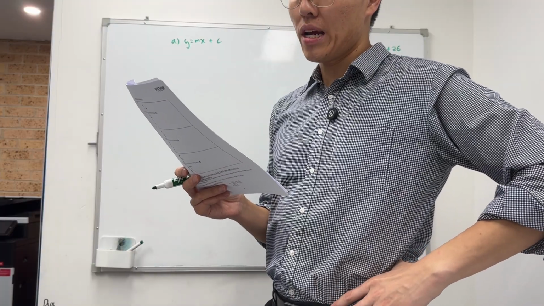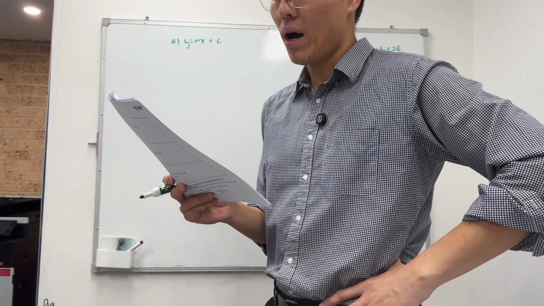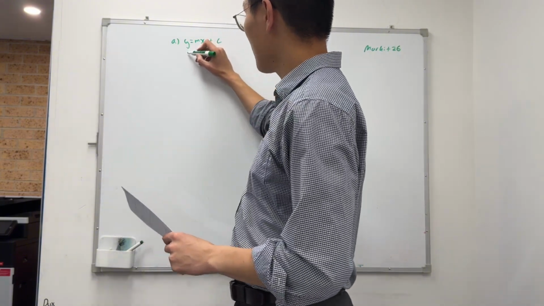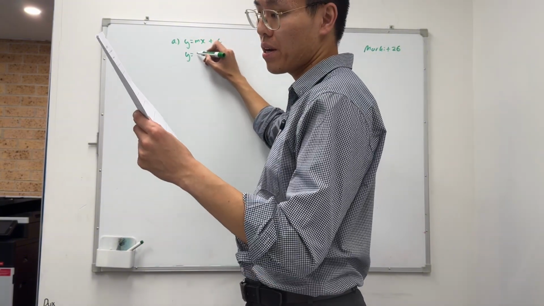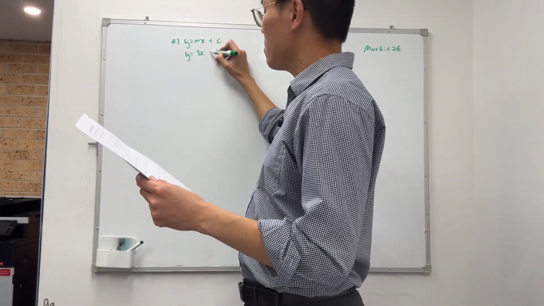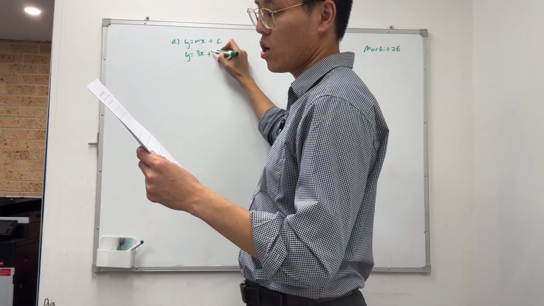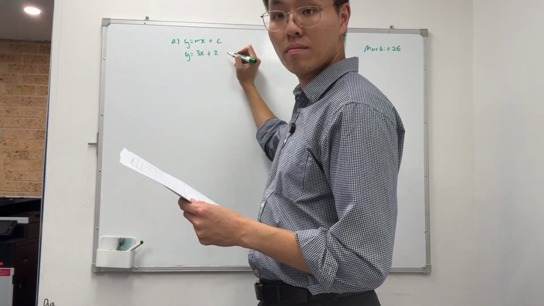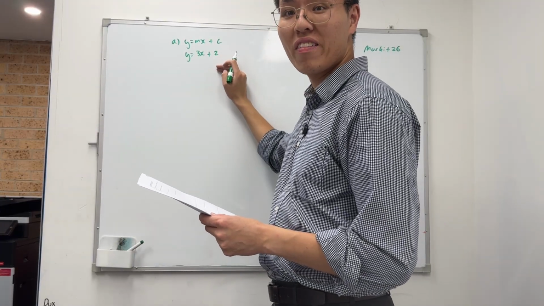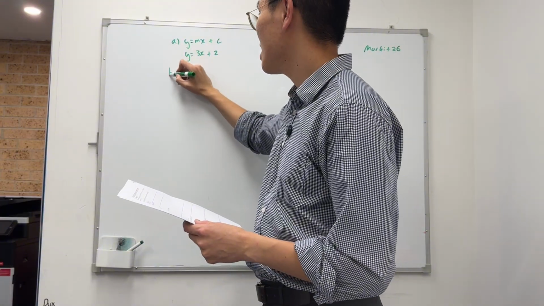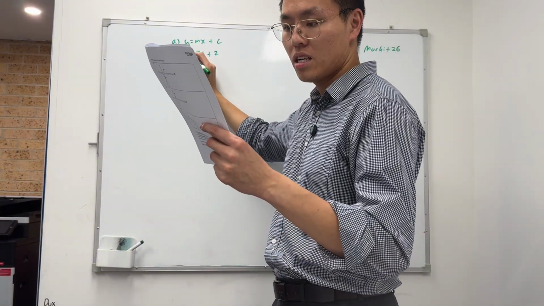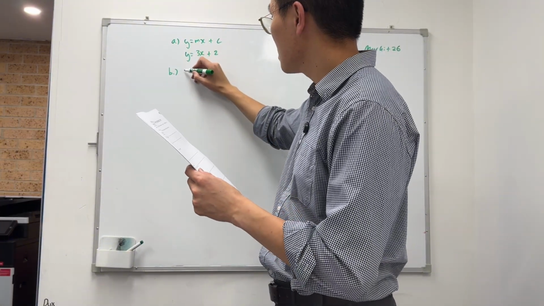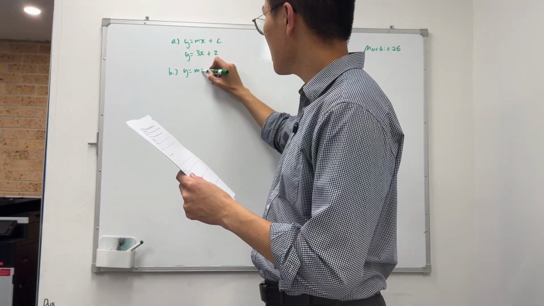A line with a gradient of 3 and a y-intercept of 2. So the formula is y is equal to the gradient of 3, so it's 3x, plus the y-intercept of 2. That's it. Next one. y equals mx plus c.